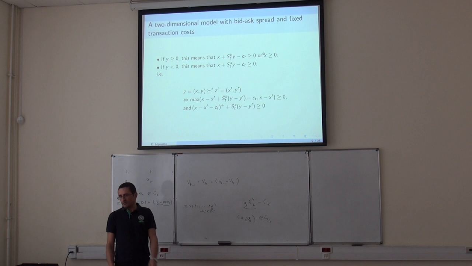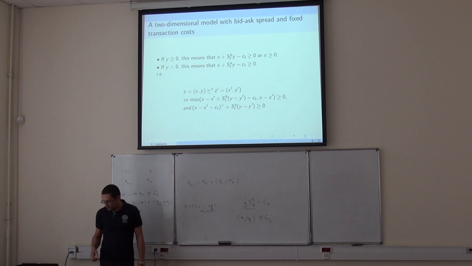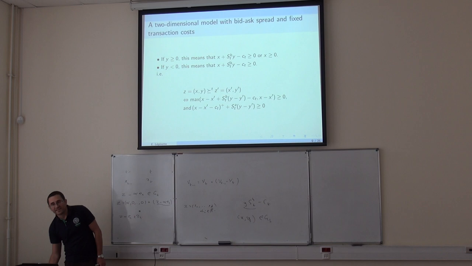In the second case, when y is strictly negative and you want to cancel your short position, you need to buy minus y units of risky assets. So you pay the opposite of this quantity, okay? Because this quantity is negative here, and you also pay the fixed cost.